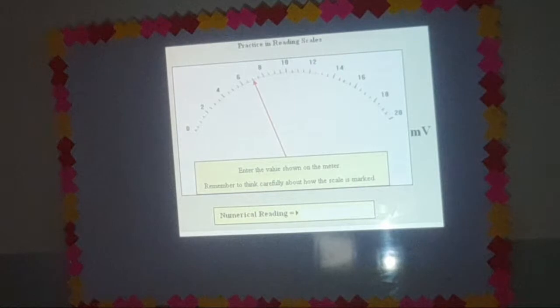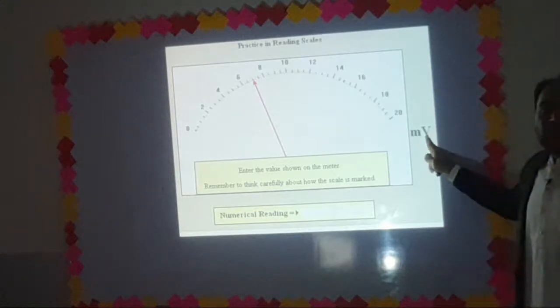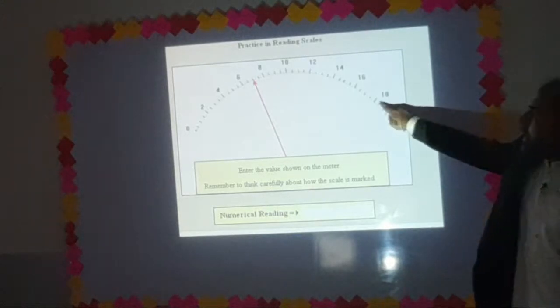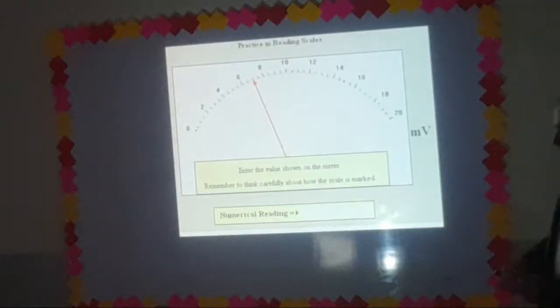Tell me the name of the instrument. Which instrument is here on the slide? This is a voltmeter, because the quantity measured on this scale is volt, millivolt. So this is the voltmeter.